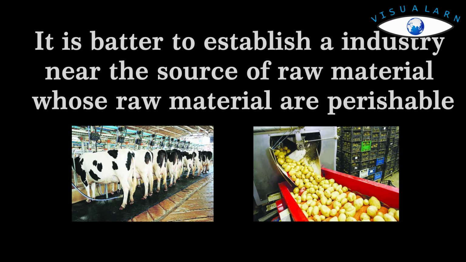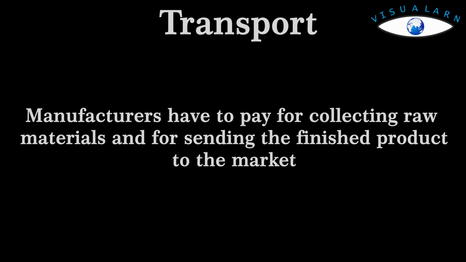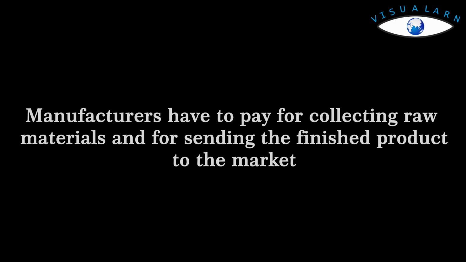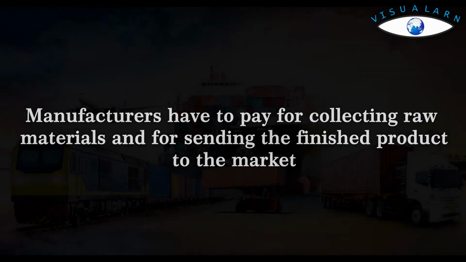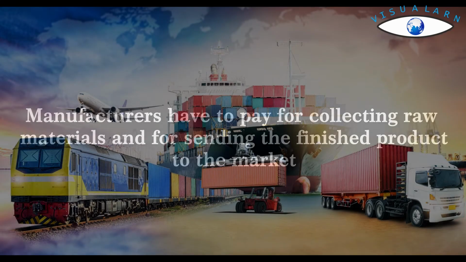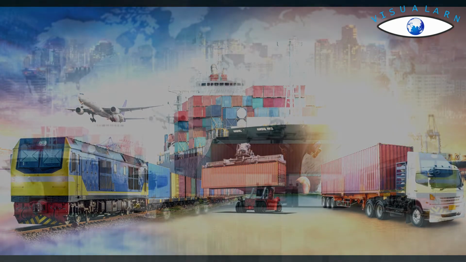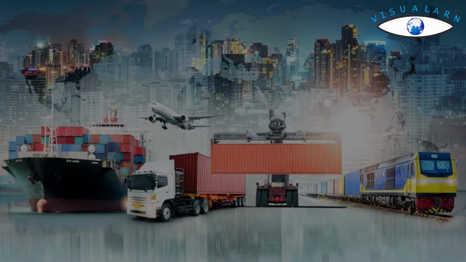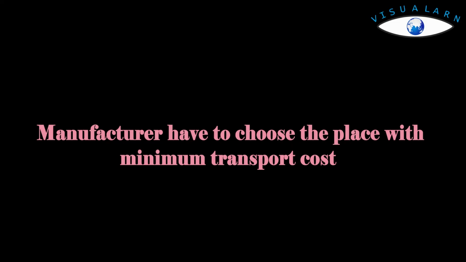In a perfect market, the price of a commodity is the same everywhere. The price difference which is found from place to place is due to the addition of transportation charges. The manufacturer has to pay two sets of transportation costs, one for collecting raw materials and the second for sending the finished product to the market. Manufacturers have to choose the place with minimum transport cost for the industry.